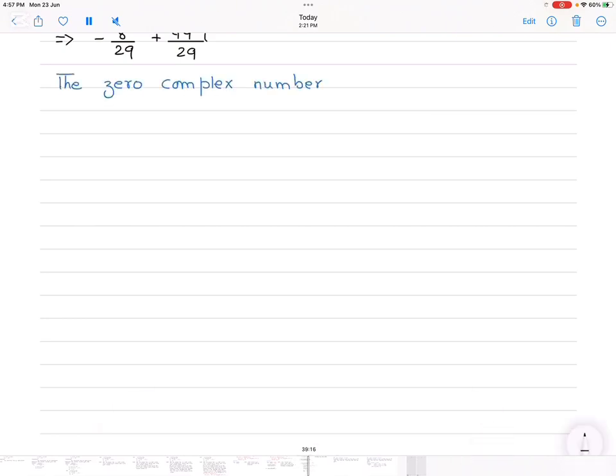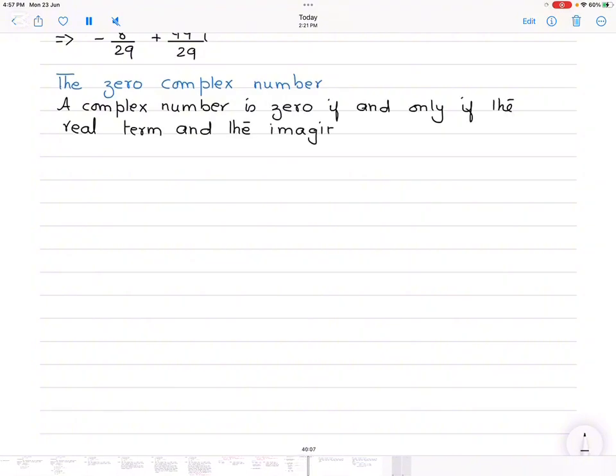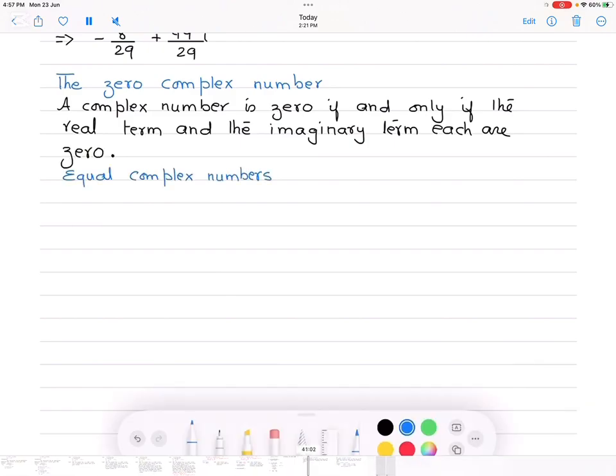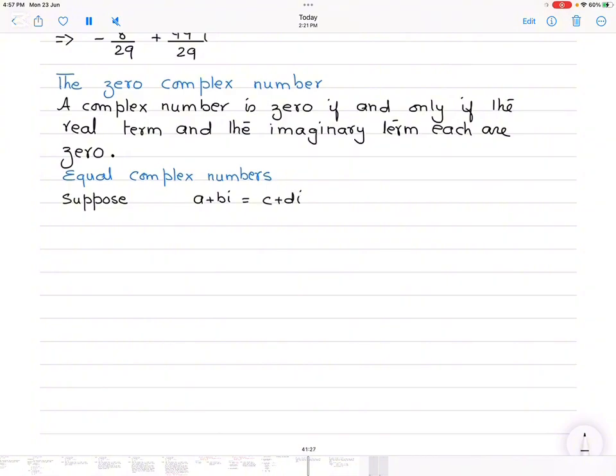The zero complex number: a complex number is zero if and only if the real term and the imaginary term are each zero. Equal complex numbers: suppose a plus bi equals c plus di, then a plus bi minus (c plus di) equals 0.